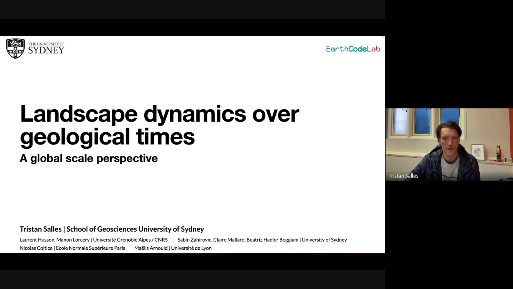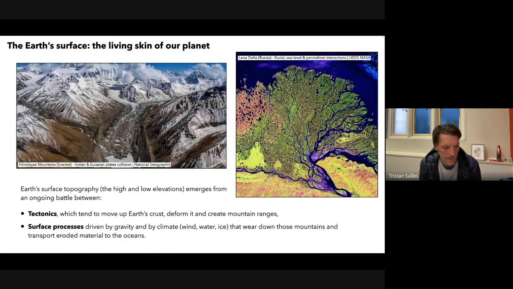Before starting to dive into the paleo evolution of Earth, I'm going to quickly give you an idea of the topic. I like this concept of looking at the Earth's surface as the living screen of our planet. What we would call the Earth's surface or Earth's topography is the change in elevation over the surface of our planet. And it's a combination of different forces that act on this surface.